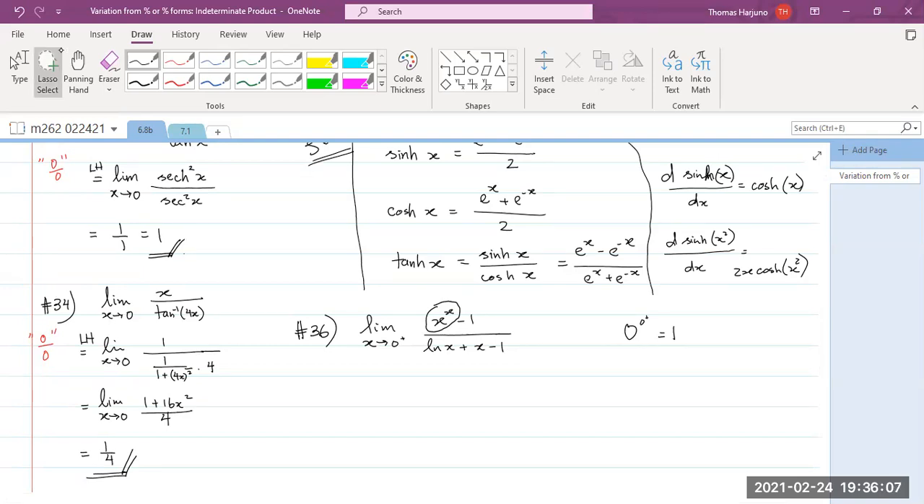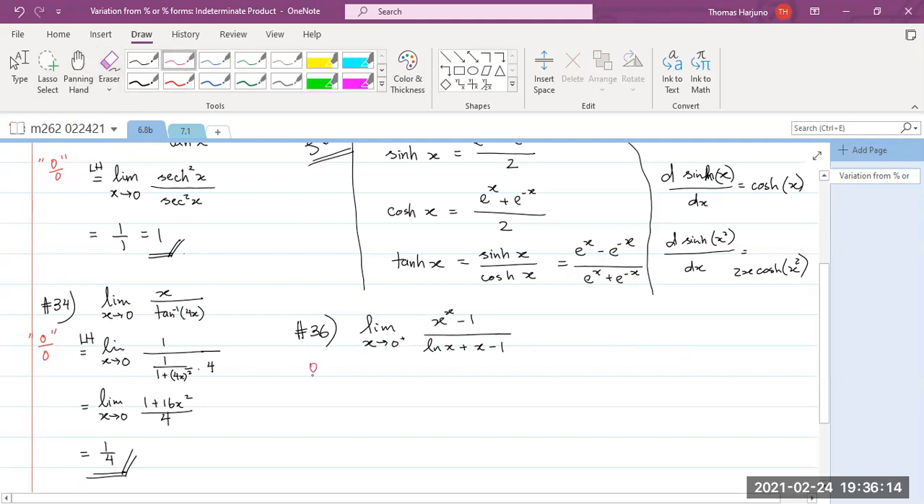But then I still need to find the derivative if I want to do L'Hôpital's Rule, because when I plug in x equals 0, I get 0 over 0. Oh, then I will need to do L'Hôpital's Rule. Now the bottom is easy. The derivative of natural log of x is 1 over x. The derivative of x is 1. The numerator is the hard one. What is the derivative of x to the x?